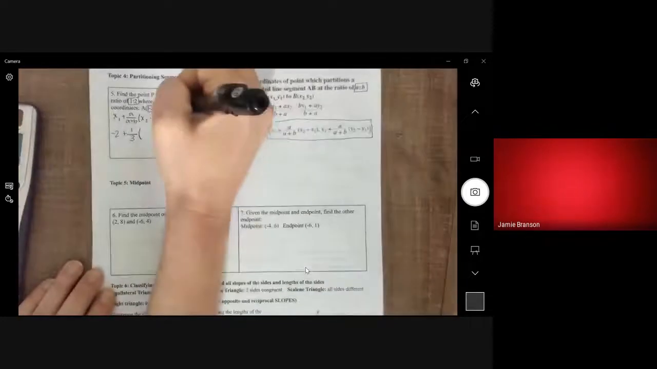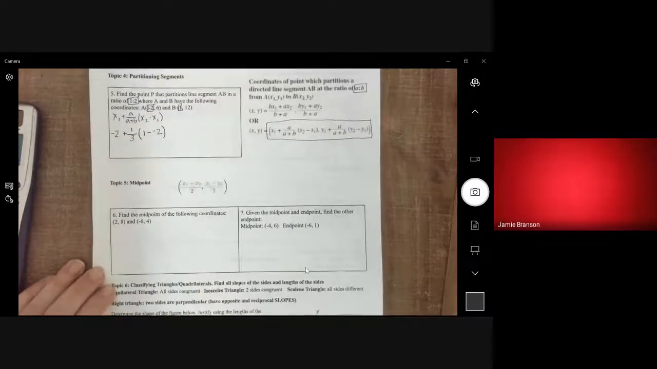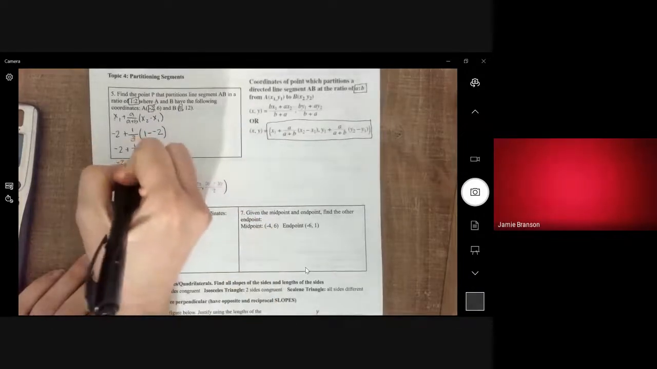And then my second part of my formula, I'm going to do x2 minus x1. So second x minus the first x. So 1 minus -2, which is going to turn into 1 plus 2. Okay, so that gives me -2 plus 1/3 times 3. That's -2 plus 1, or -1. Okay, that is my x coordinate.